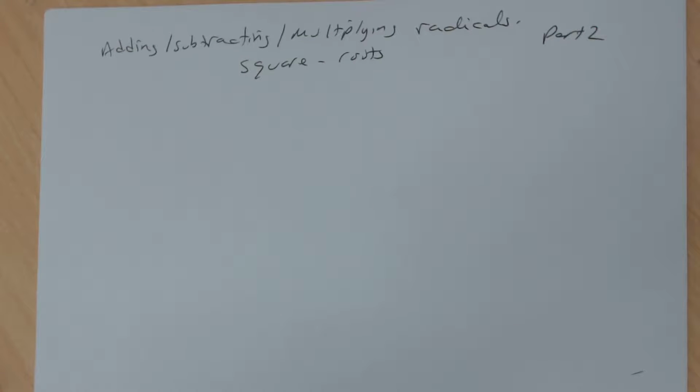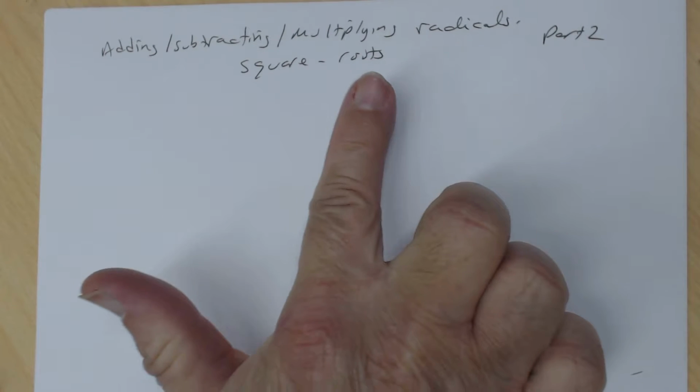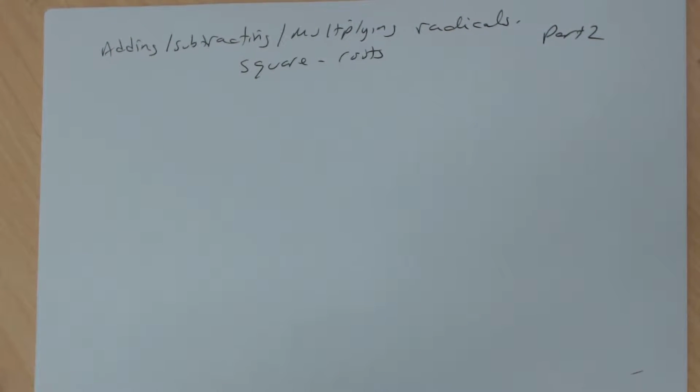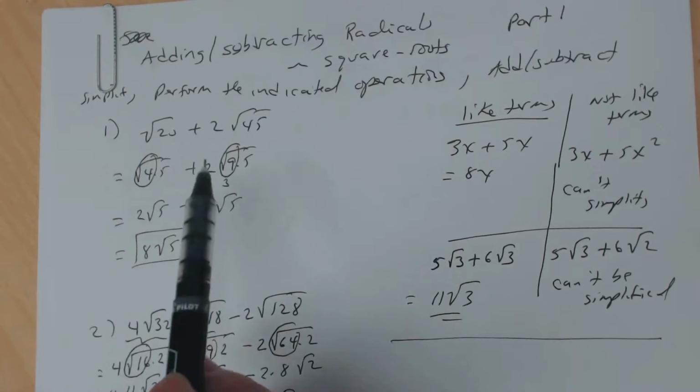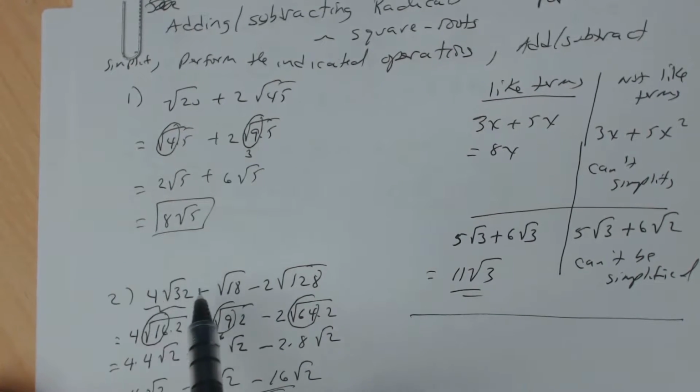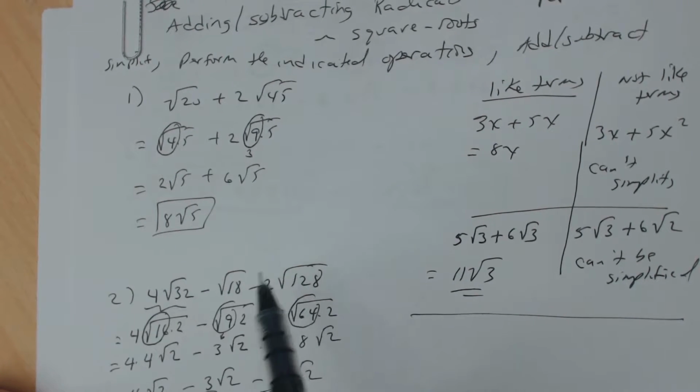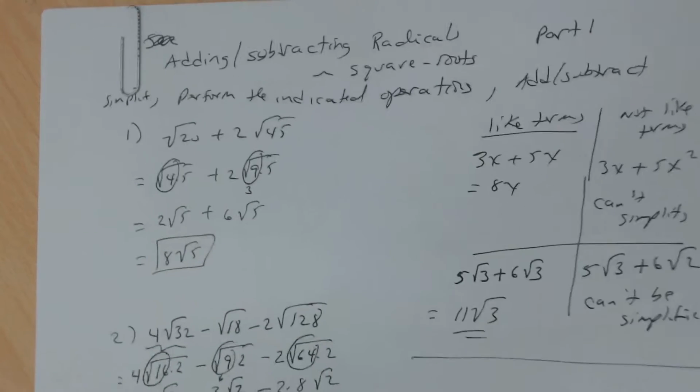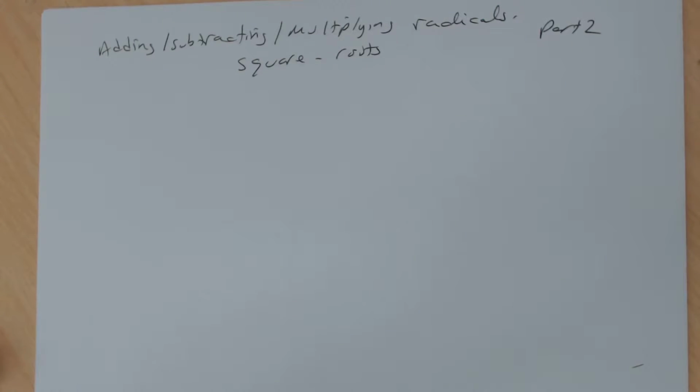Okay, so part two of the square roots where we're adding and subtracting. We're going to be adding, subtracting. We're going to be multiplying radicals in the next lesson. But part two, variables are going to be involved. In part one, if you go back to part one, no variables were involved in the radicals. So notice none of the radicals, the radicands, nor the terms had any variables involved. Okay, they were all real numbers.